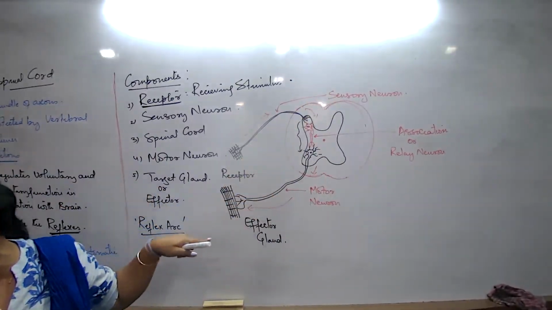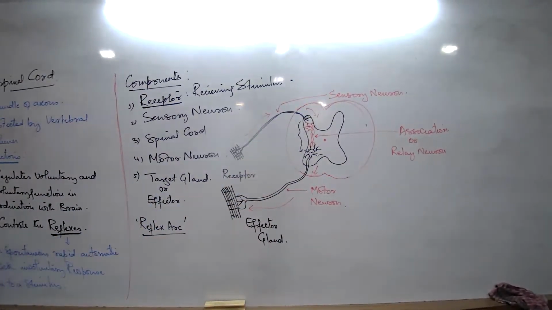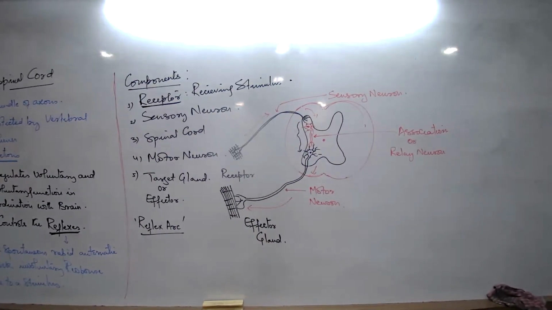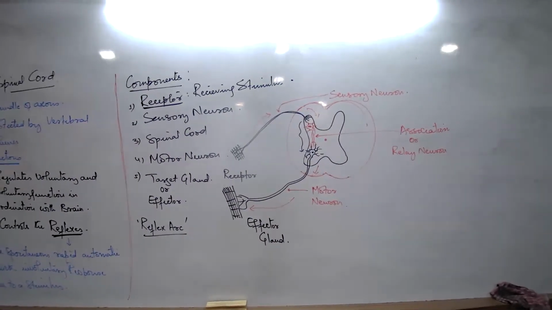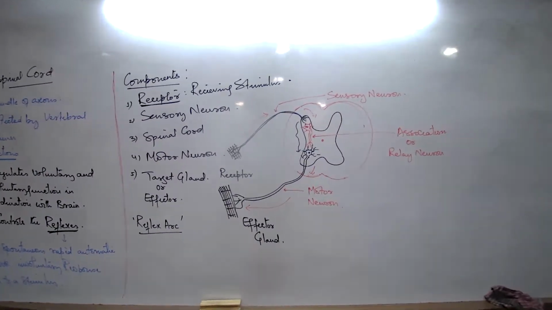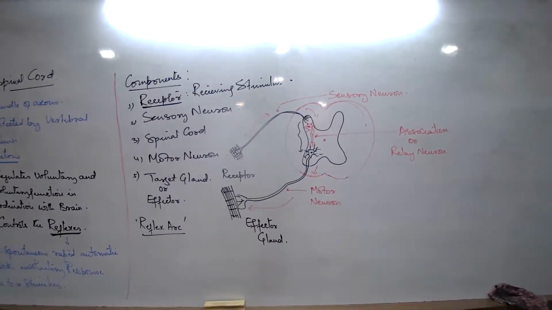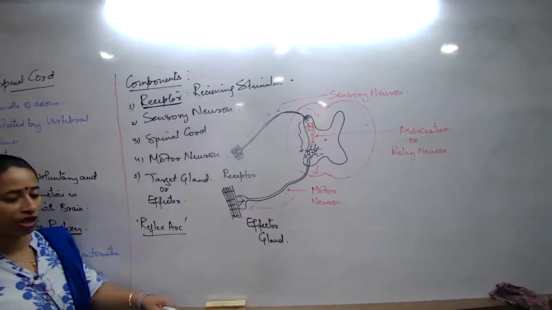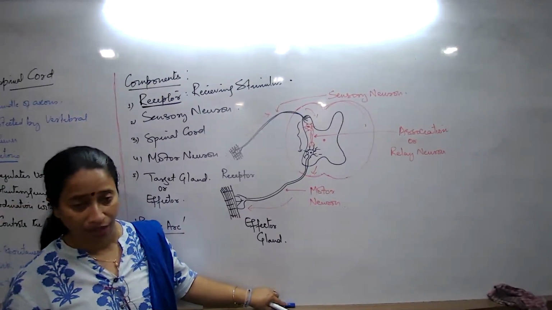And then the motor neuron. So in any type of reflex, the function of which organ of the nervous system absolutely does not take place? The function of the brain does not take place always. So remember, I am talking about the reflex arc right now.